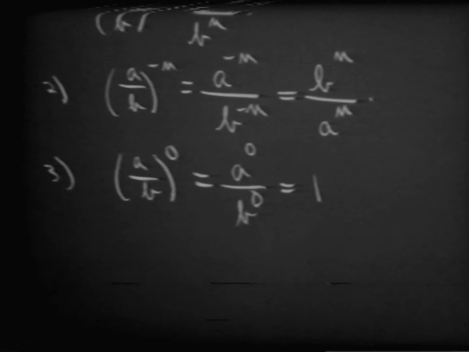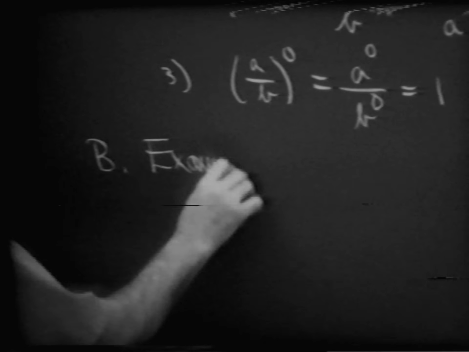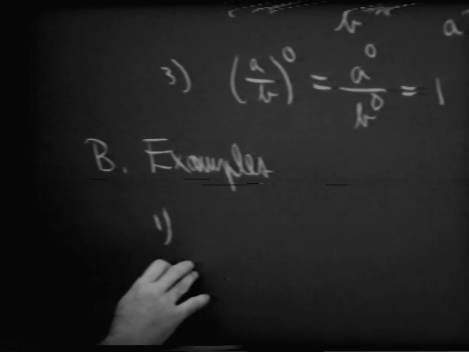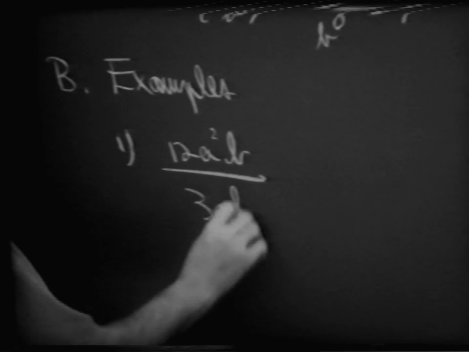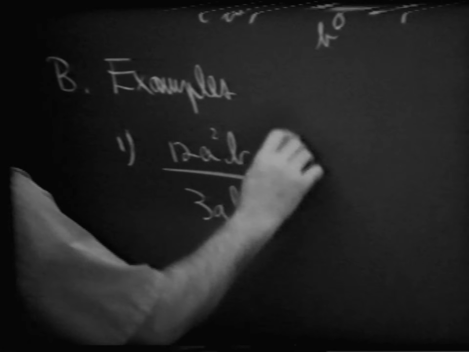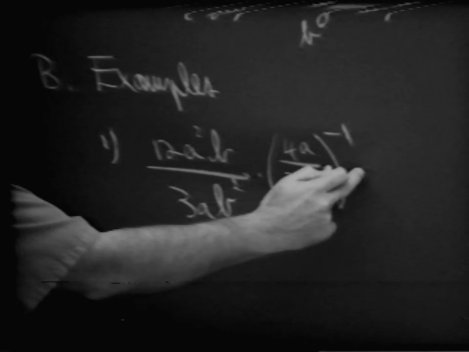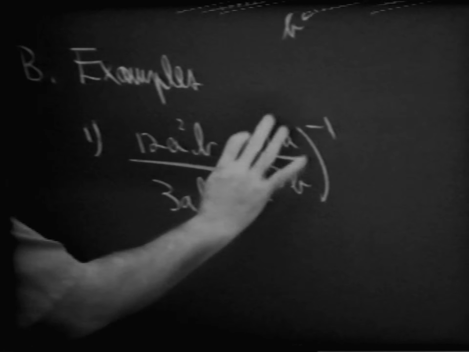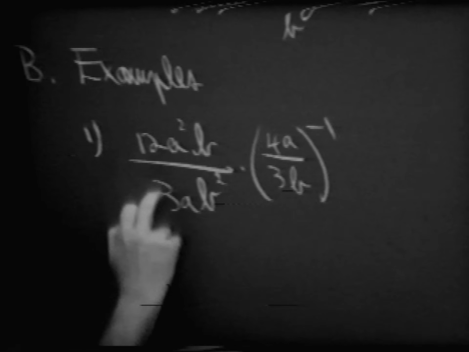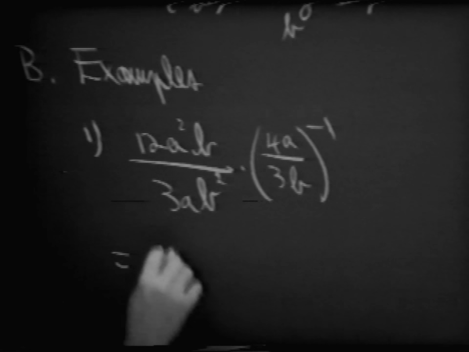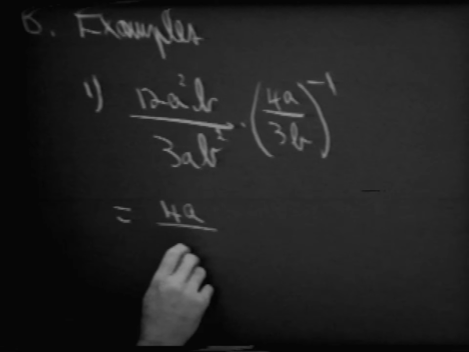Well, let's look at one or two examples that perhaps will illustrate some of these theorems. And let me pick out some rather straightforward examples. Suppose we had something such as 12a squared b divided by 3ab squared times 4a divided by 3b, all raised to the negative 1 power. If we didn't have this second factor here, we have certainly one that we're familiar with. 12 over 3 is another name for 4. a squared over a is a, divided by b over b squared is b.